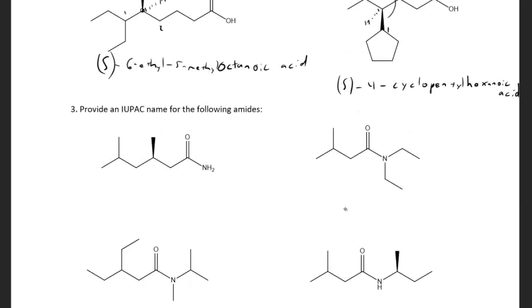For the next, provide an IUPAC name for the following amides. Again, we're going to replace the E on the parent alkyl group with, instead of oic acid like we did here, now we're going to replace that E with amide. So here carbon number 1 is right there. So this is a 1, 2, 3, 4, 5, 6 carbon chain. So hex and amide.